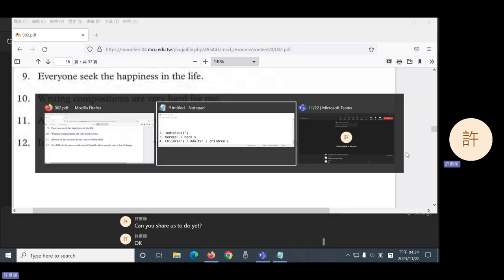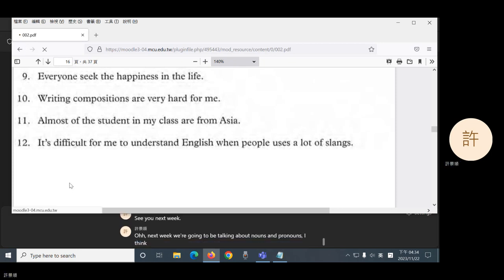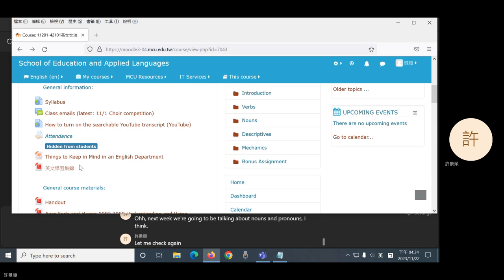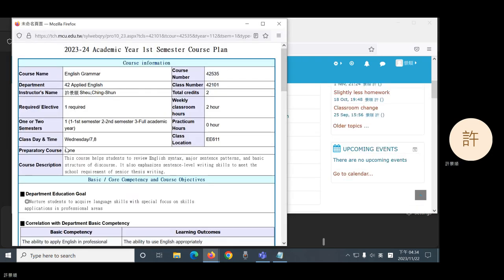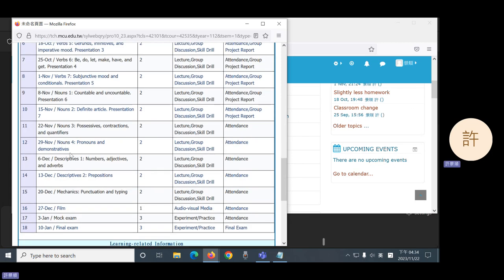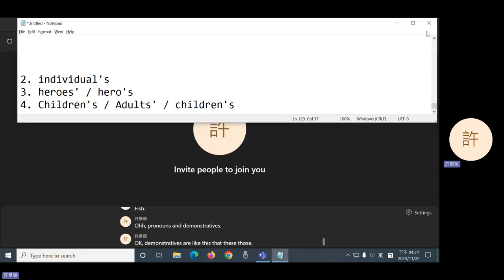Okay, see you next week. Oh, next week we're going to be talking about nouns and pronouns, I think. Let me check again. Oh, pronouns and demonstratives. Okay. Demonstratives are like this, that, these, those. Okay, now, see you next week.